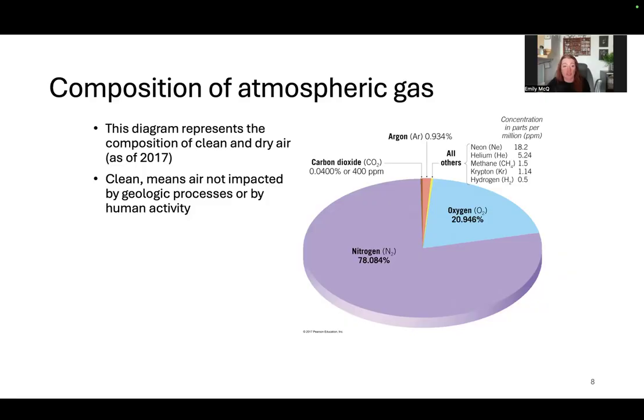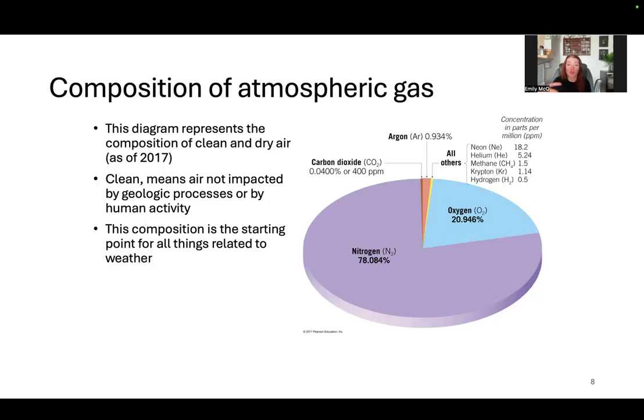This is from 2017, and it's important to note the time because this does change. We are introducing higher levels of carbon dioxide into the atmosphere. When we get to the geologic time, or the biosphere module, you will have a fun activity where you get to see how oxygen levels have changed, and carbon dioxide for that matter, how both of these components have changed in the atmosphere over time. So they haven't been consistent. It has not been 21% oxygen consistently throughout geologic history.